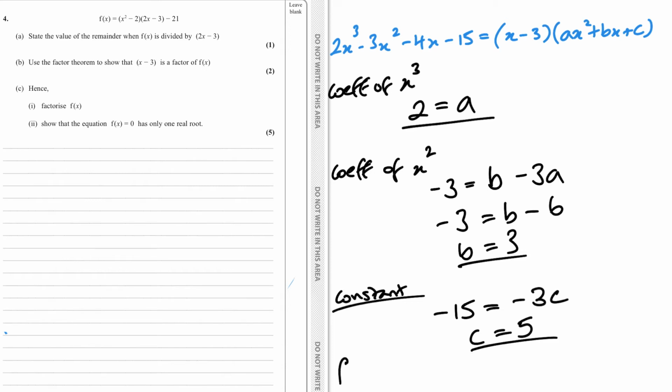So now we can say that our f of x equals x minus 3 times 2x squared plus 3x plus 5. So this is an alternate way of finding that quadratic rather than doing long division. And then from here, part 2 for c is the same as before.